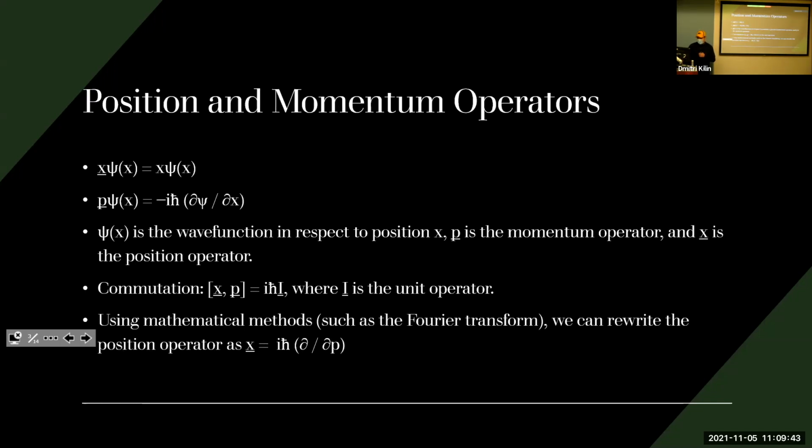Okay, and then here we have the formulas for the position and momentum operators, whereas this is the wave function. If you take the commutation of the two operators, then you get i h-bar times capital I, where capital I is the unit operator, and we'll get to that later. Then using mathematical methods such as the Fourier transform, we can rewrite it as the position operator in terms of momentum.